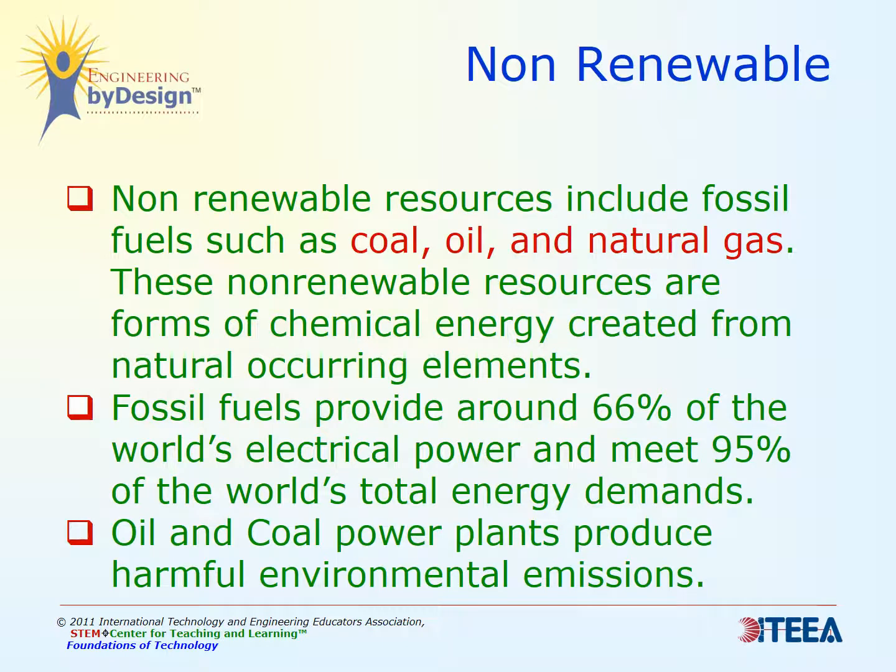Non renewable resources include fossil fuels, such as coal, oil, and natural gas. These non renewable resources are forms of chemical energy created from naturally occurring elements. So you've got a swamp and you get trees packing on top of trees, and after so many years, you're going to get oil that you can produce from that.